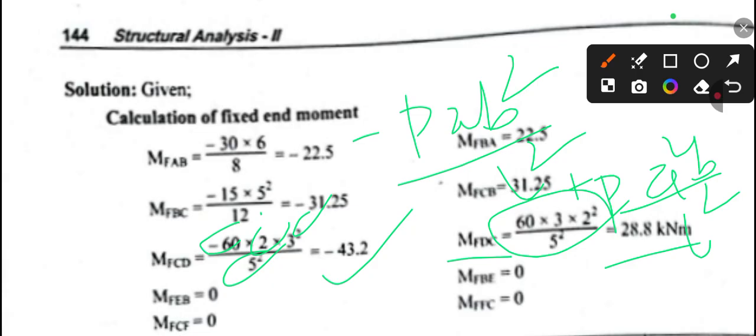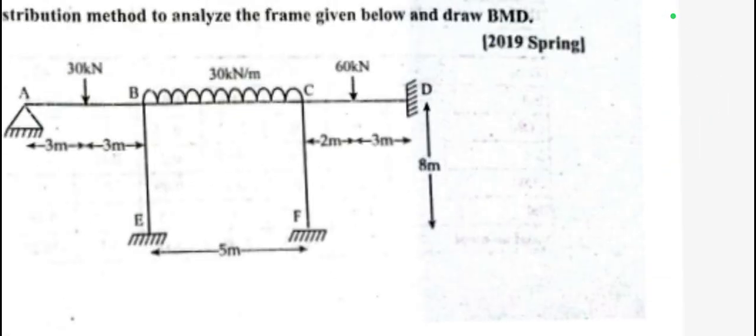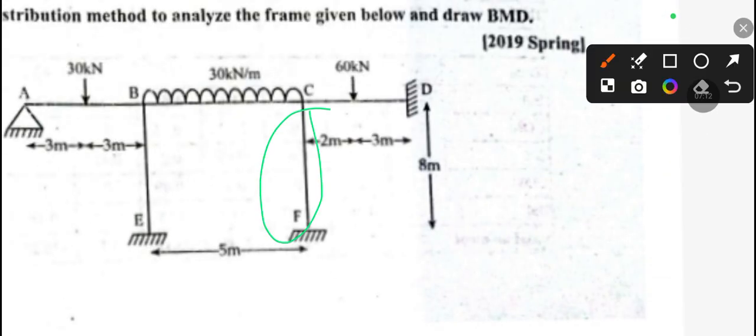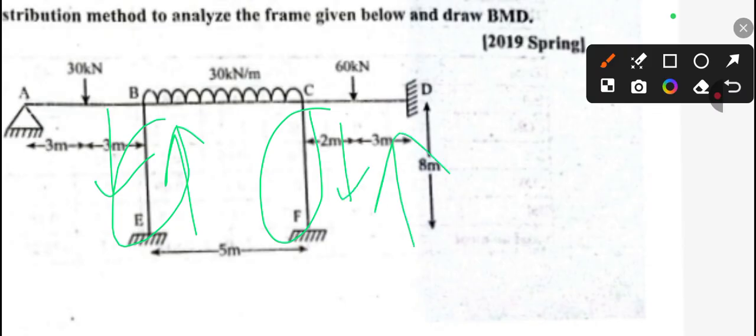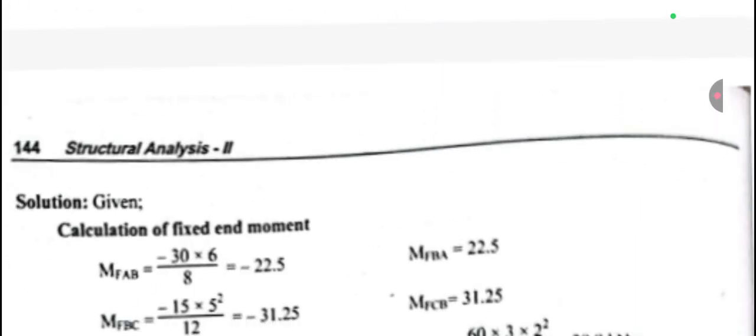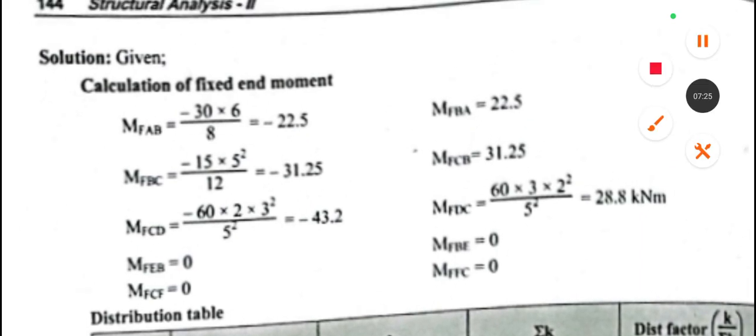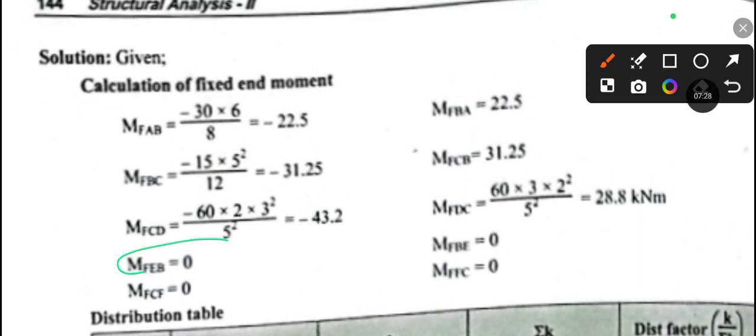And for EB and BE, there will be no load applied over here. You can see for these two sections there will be no load, so the fixed moment will be 0 for the BC and for the EB, also for the CF and for the FC both. So we get the value 0, 0 and 0, 0. So we have completed the first step.